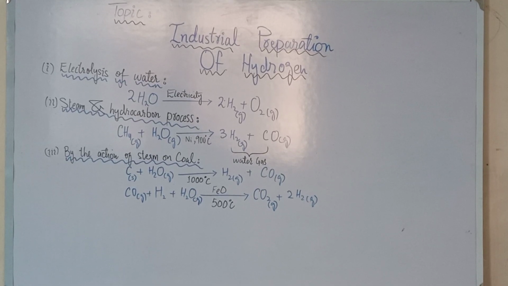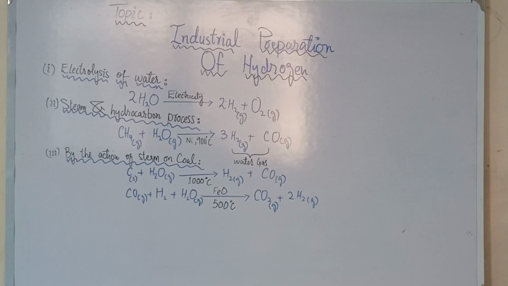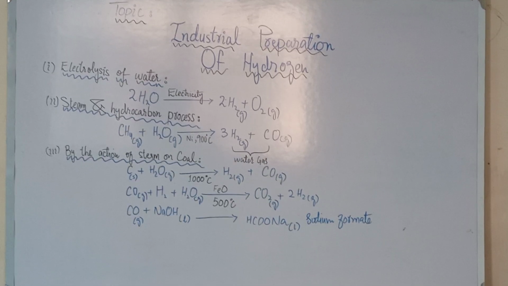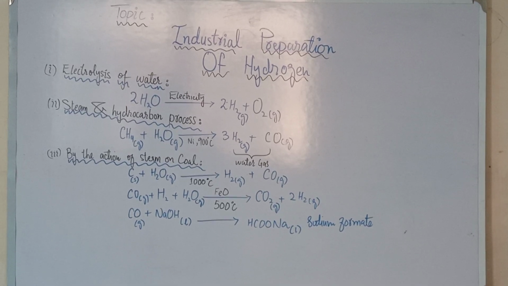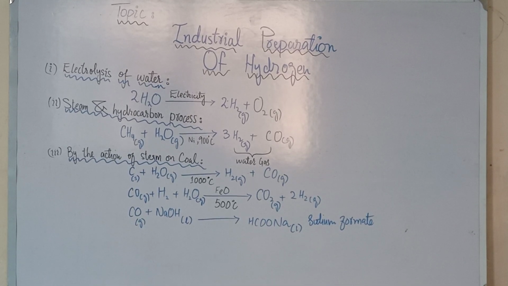Traces of carbon monoxide are further removed by passing the contaminated hydrogen through sodium hydroxide solution, which absorbs carbon monoxide to form sodium formate. So the chemical equation becomes, I hope you can understand. The last two equations are the equations which we can use to remove carbon monoxide gas from the mixture of water gas. Now come to process number 4, that is the steam methanol process.